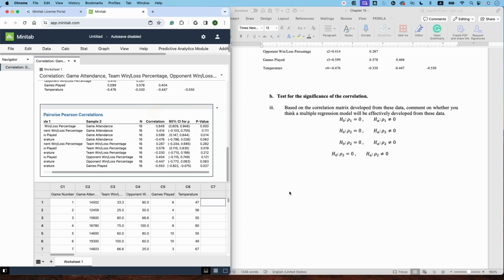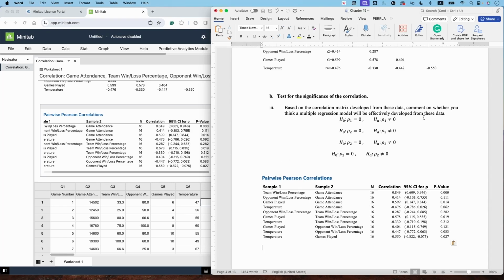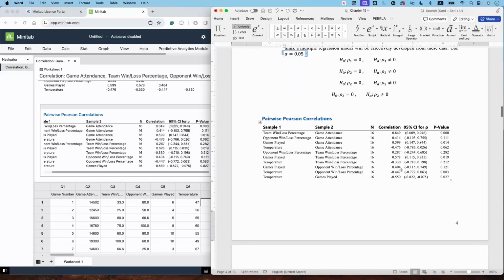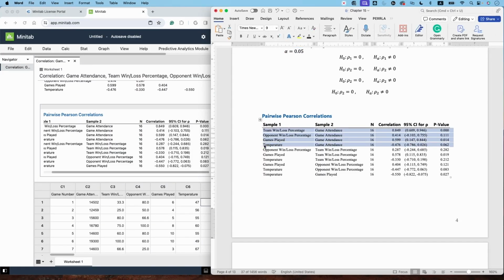Pairwise Pearson correlation, and we have the 95% confidence level. I should have said to use alpha 0.05. Okay, so look at them. What we care about are the first 4, the relationship between the independent and the dependent variables. That's why I'm looking for the first 4.